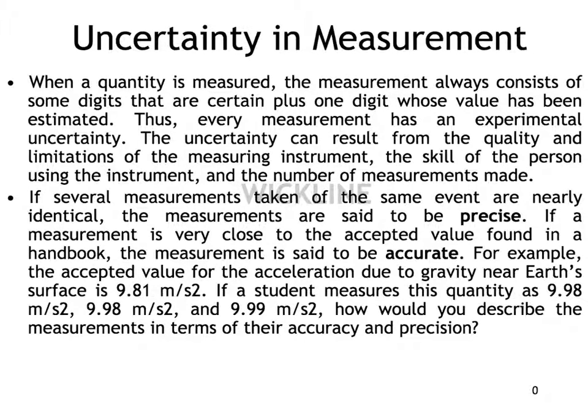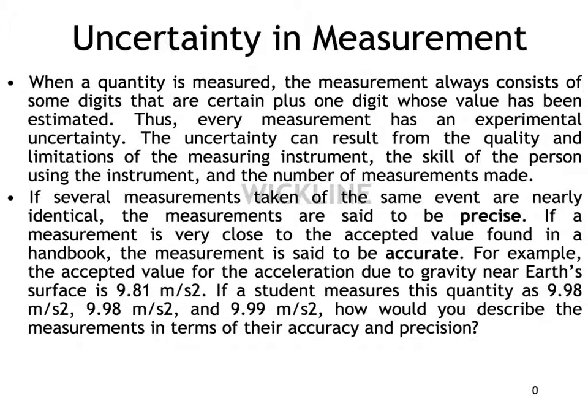So uncertainty is this concept that revolves around the measurement of values using real instruments, and those real instruments have error. But I would say that uncertainty is a concept that you're going to need to think about all year. It has to do with quantities that are being measured. The measurement always consists of some digits that are certain plus a digit whose value has been estimated. That's the way it works when you're measuring anything. You're going to have a lot of digits that are definitely true, and one digit at the end that is an estimate.